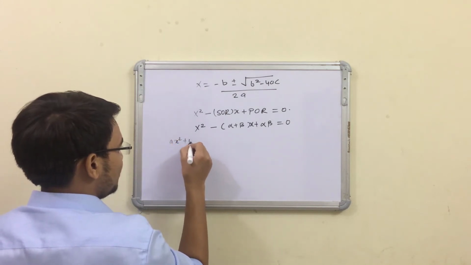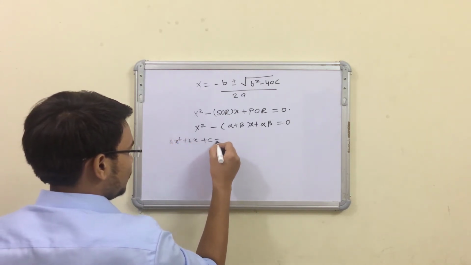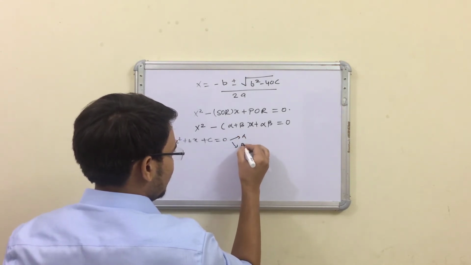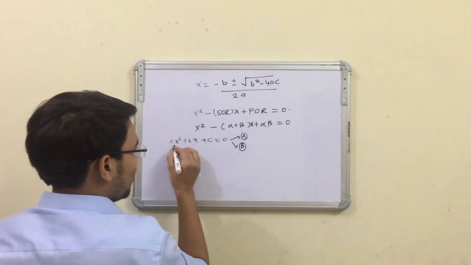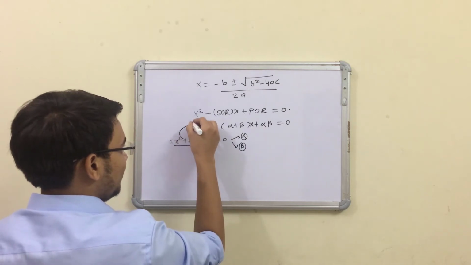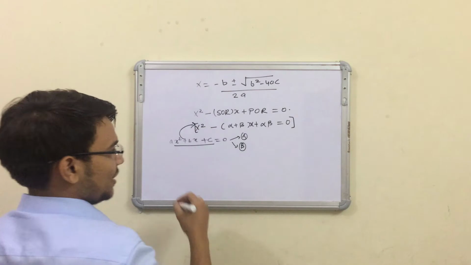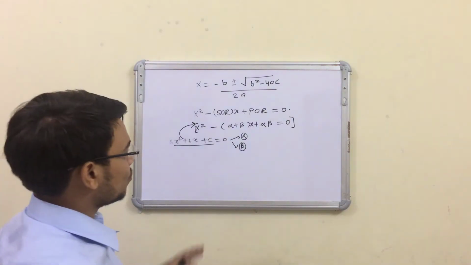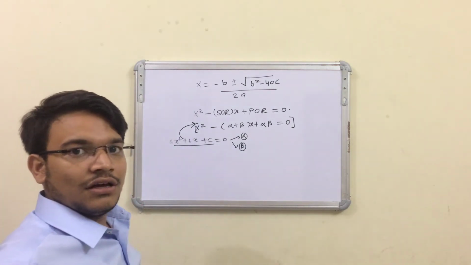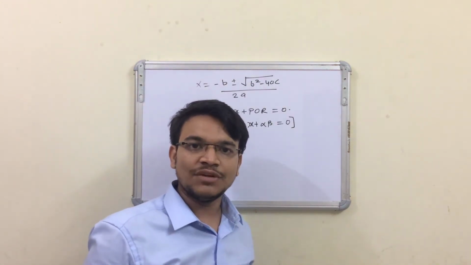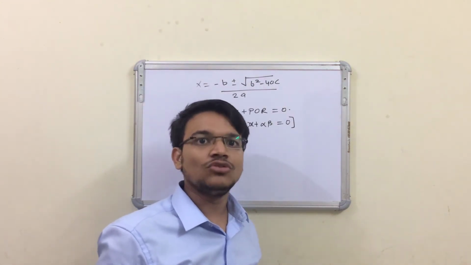Ax square plus bx plus c is equal to 0 has two roots, one is alpha and the other is beta. So this quadratic equation can be written in the form having alpha and beta as its roots. So we can write a quadratic equation in the form of the sum of its roots and the product of its roots if we are given the two roots, alpha and beta.